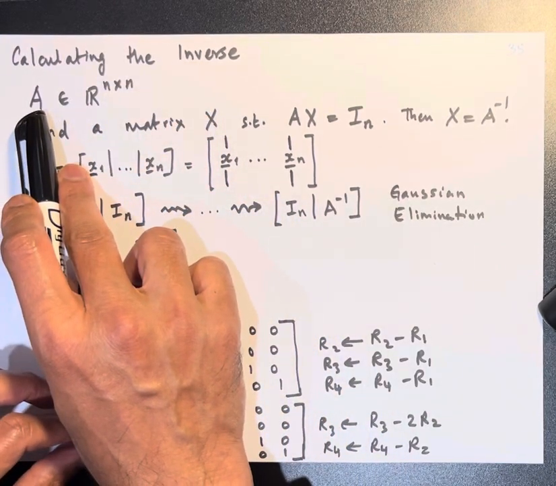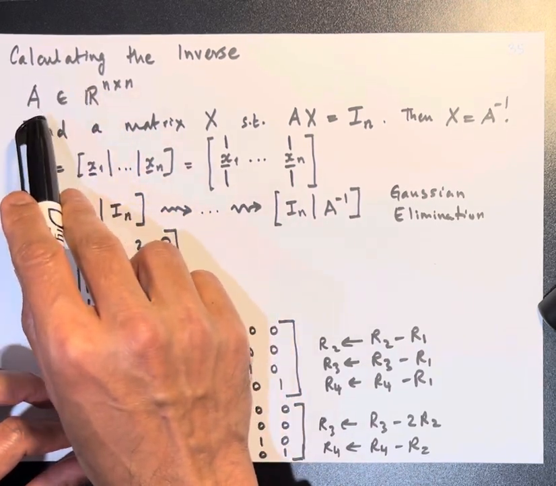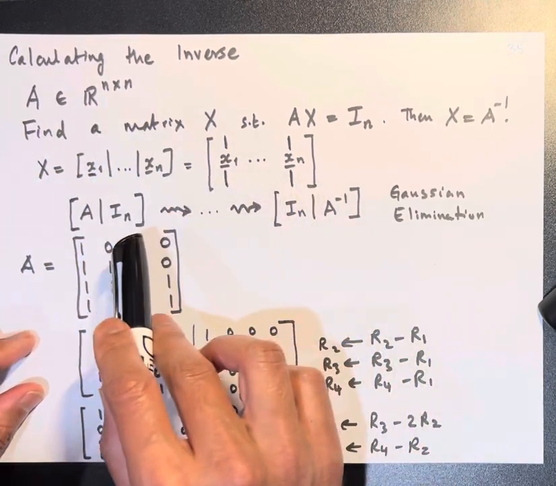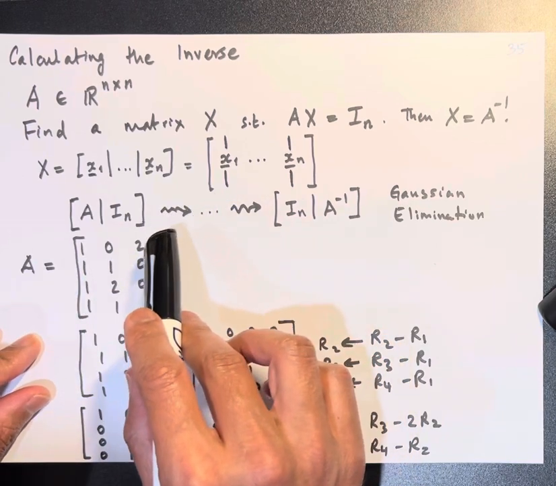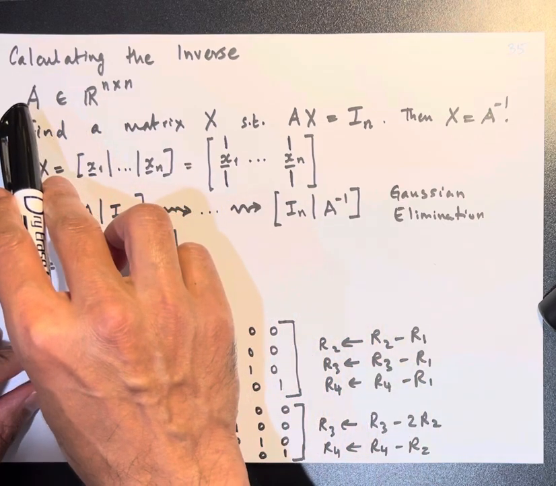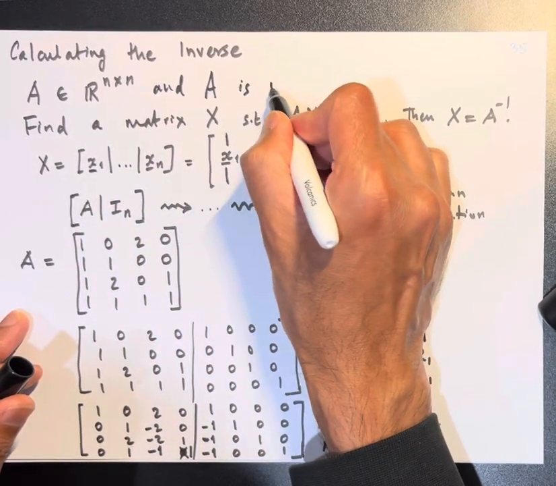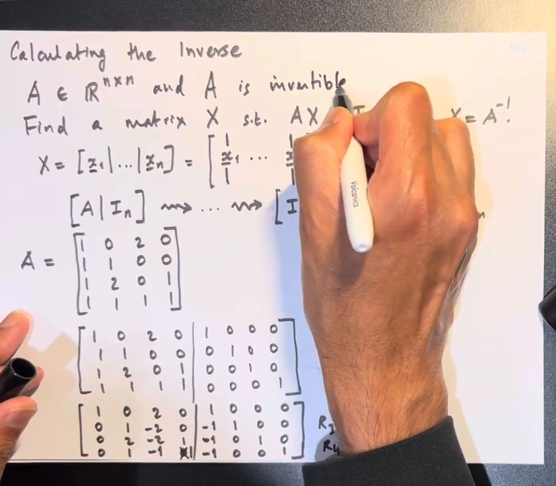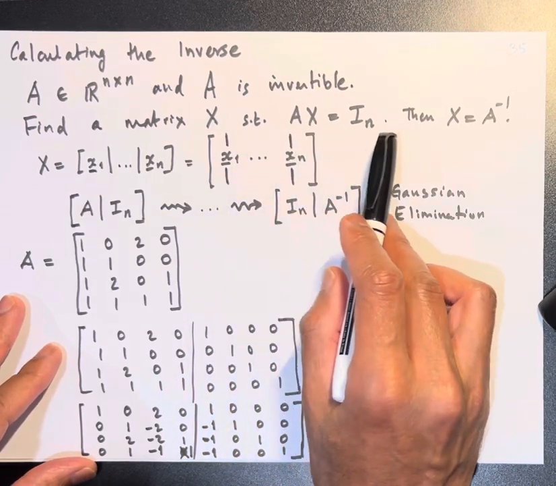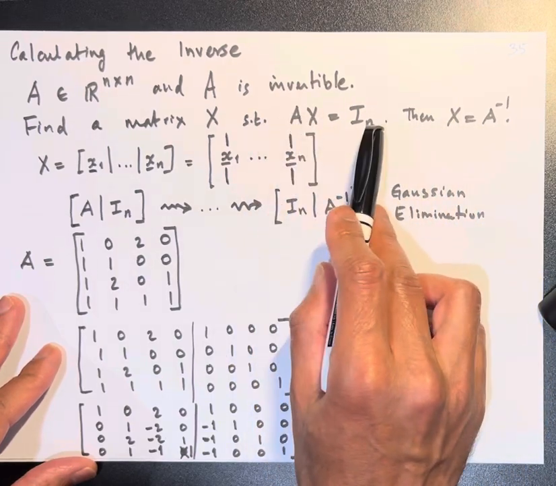Okay, so anyway, let's get started calculating the inverse. So you have a matrix A which belongs to R^(n by n). Okay, so we start this, and in this case we assume that this matrix A is invertible. That's an assumption. We will not deal, at least in this section, with matrices that are not invertible. Then our goal is to find a matrix X such that AX equals I_n. Then X is A inverse, right? This is from the definition. So you multiply this matrix and you get the identity matrix I_n.